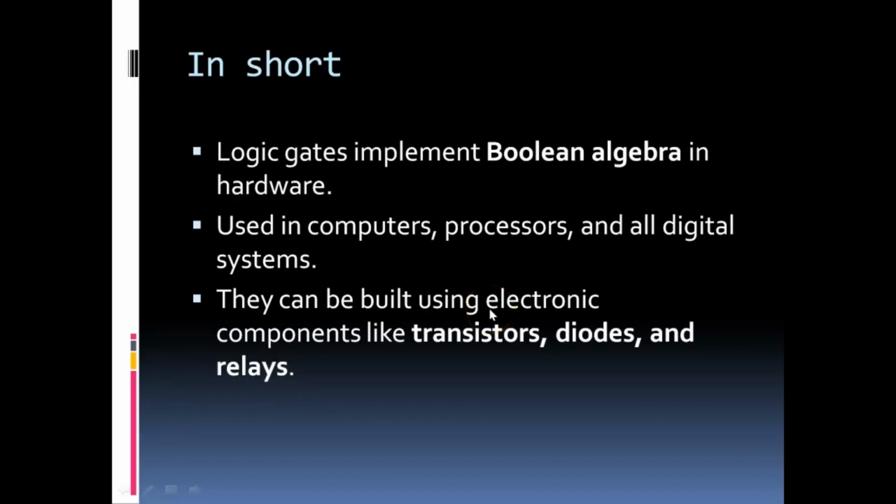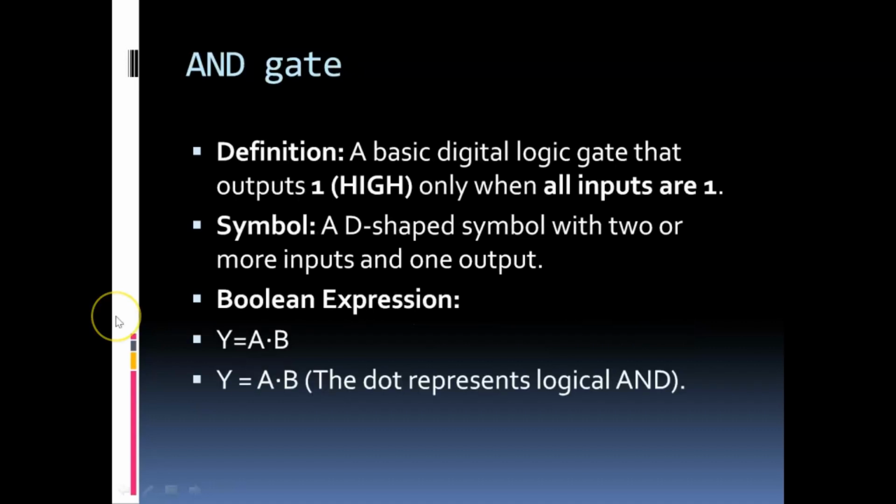Logic gates are usually implemented using Boolean algebra in hardware, and they are used in computer processors and all types of digital systems. They can be built using electronic components like transistors, diodes, and relays. Okay, that is the basic introduction to logic gates. Now we are going to see the different types of logic gates in detail, along with their circuits, truth tables, and diagrams as well.